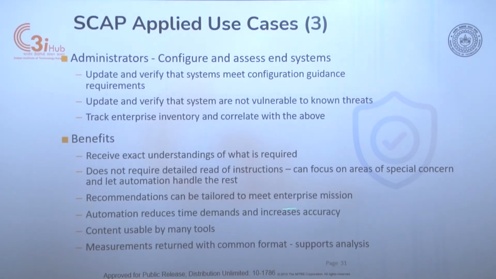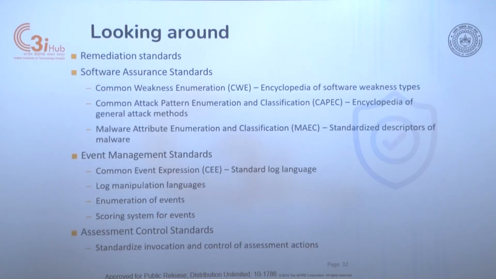Recommendations can be tailored to meet the enterprise mission. So, that is what you do, you take the benchmarks and then you tailor them. Automation reduces time demands and increases accuracy. Of course, you cannot forget to check something or fix something, because it is automated. Content is usable by many tools. So, there are lots of tools other than SCAP that you can use, and measurements written in a common format, of course, support analysis and give you a good idea about where we are.